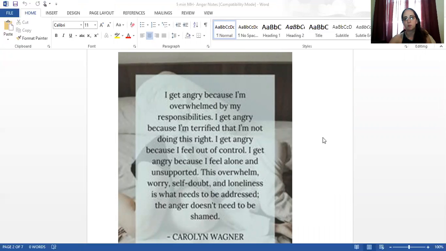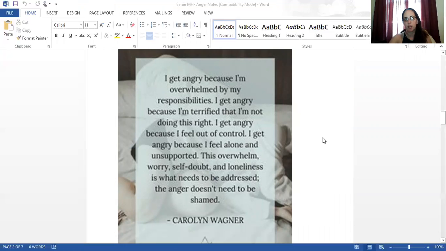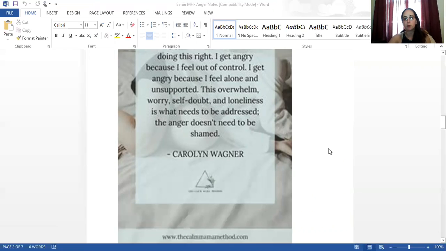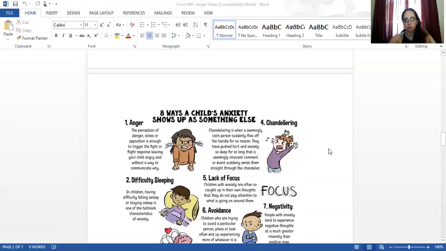So it's just another little example. I get angry because I'm overwhelmed by my responsibilities. I get angry because I'm terrified that I'm not doing this right. I get angry because I feel out of control. I get angry because I feel alone and unsupported. This overwhelm, worry, self-doubt, and loneliness is what needs to be addressed. The anger doesn't need to be shamed in that individual. So understanding where it's coming from.